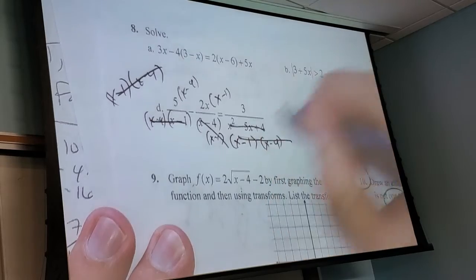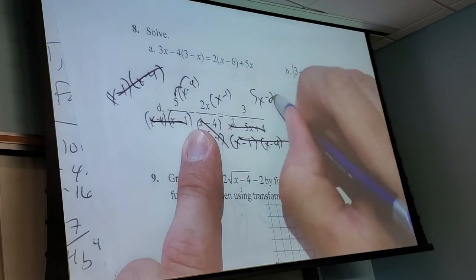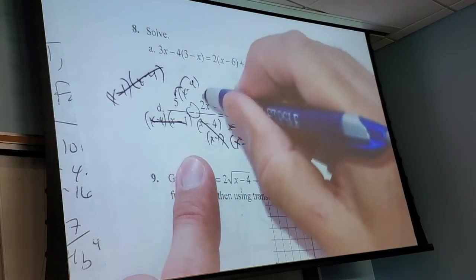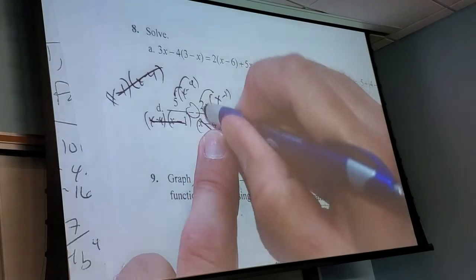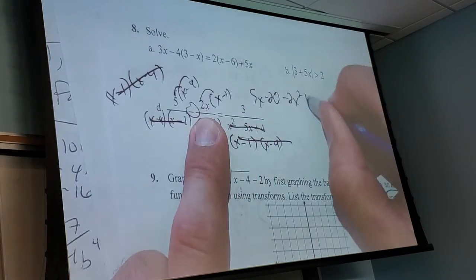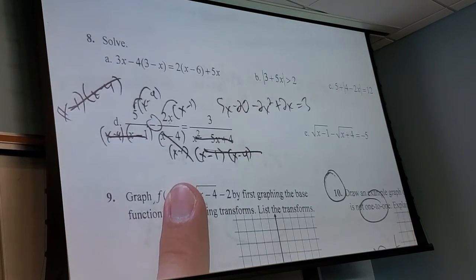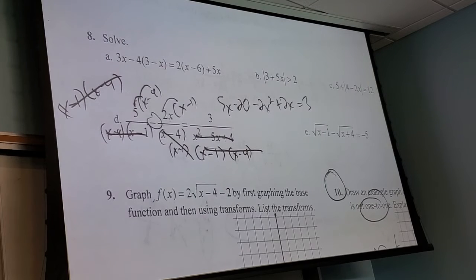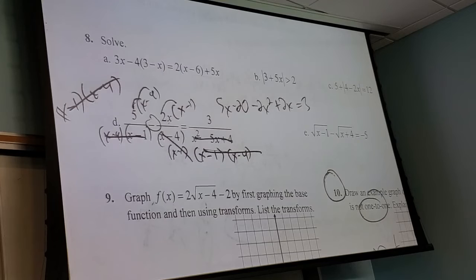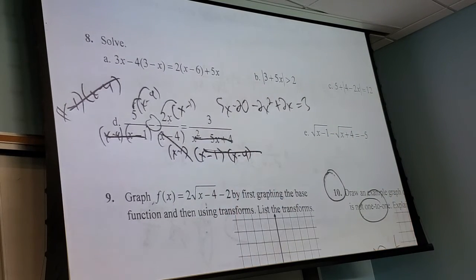Okay. So what do I get? I get 5x minus 20 minus 2x squared, minus times minus is plus 2x, equals 3. I think that's what I get. You guys cool with that? Just distribute, right? And of course that negative has to go through everything.